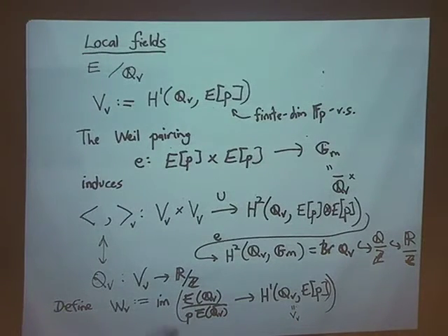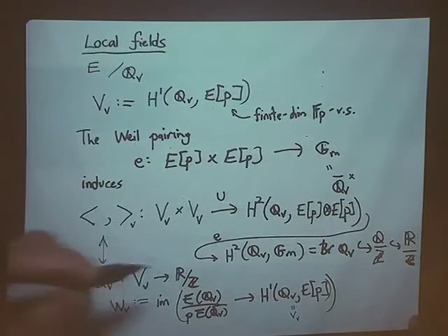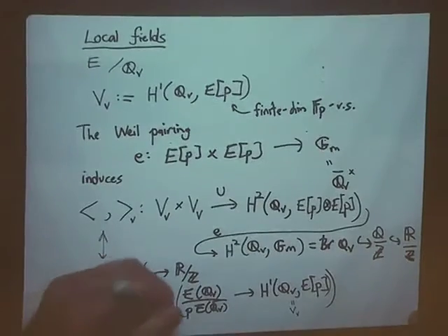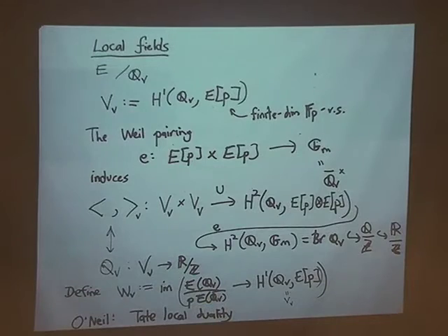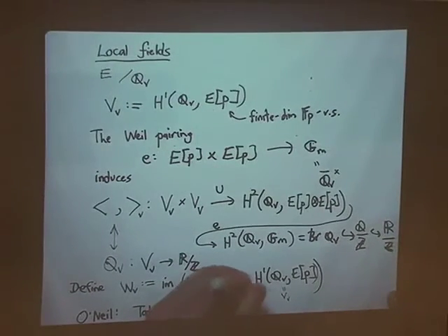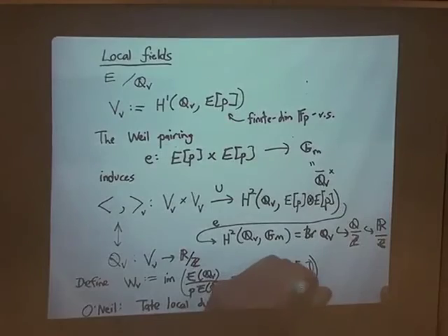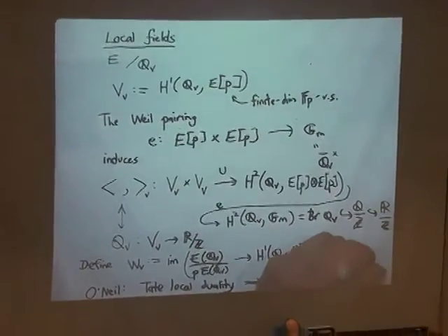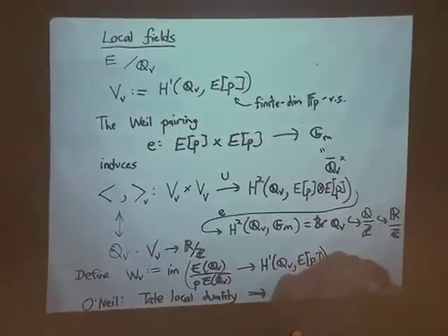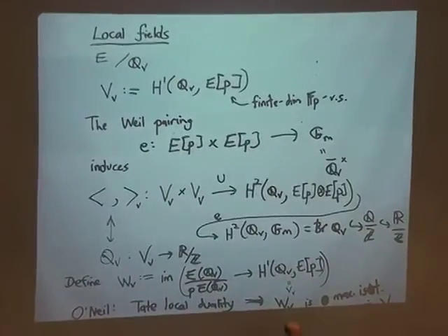And it turns out that this is actually equal to what you get if you take H1 of Z_v for E[p]. And then there's a theorem of Kathleen O'Neill that says that it follows from Tate local duality. Don't worry if you don't know what this is, but it's something about the Galois cohomology of local fields. And from this you deduce that this W_v is a maximal isotropic subspace in V_v with this quadratic form. Okay, so that's it for what happens over a local field.